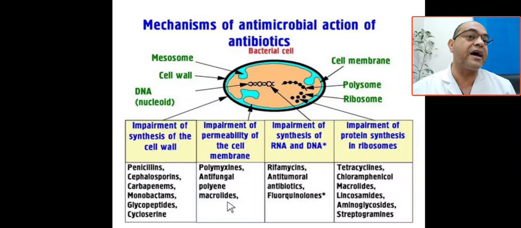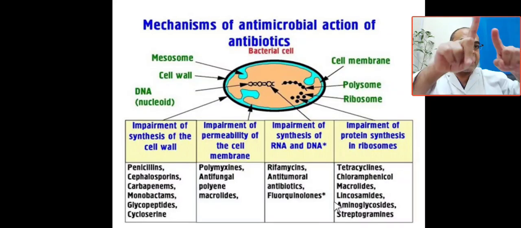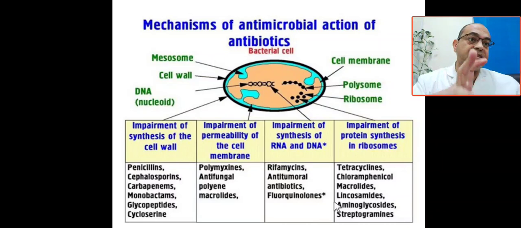It will act on the nucleic acid, RNA and DNA. It will be rifampicin for RNA, and also antifungal and fluconazole. The antibiotics that act on protein synthesis in the ribosome will be tetracycline, chloramphenicol, macrolides, and aminoglycoside. Cell wall, cell membrane, nucleic acid, RNA and DNA, and protein synthesis.